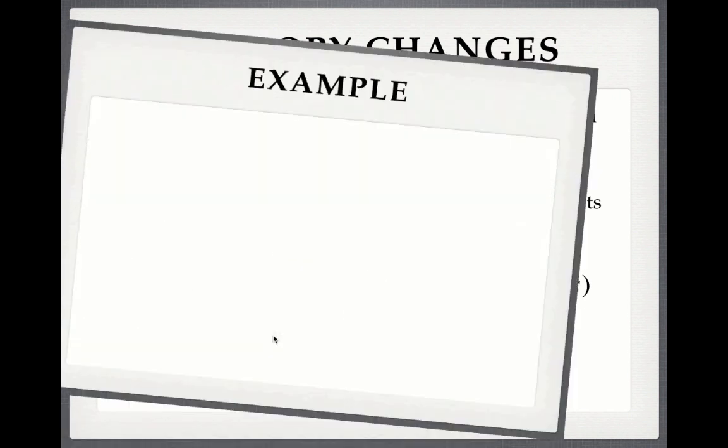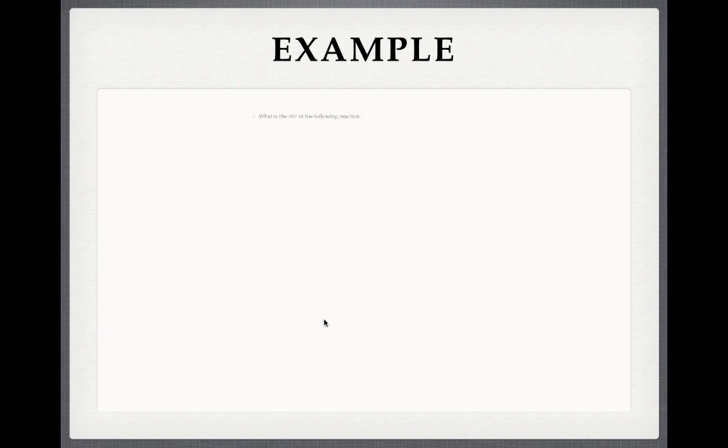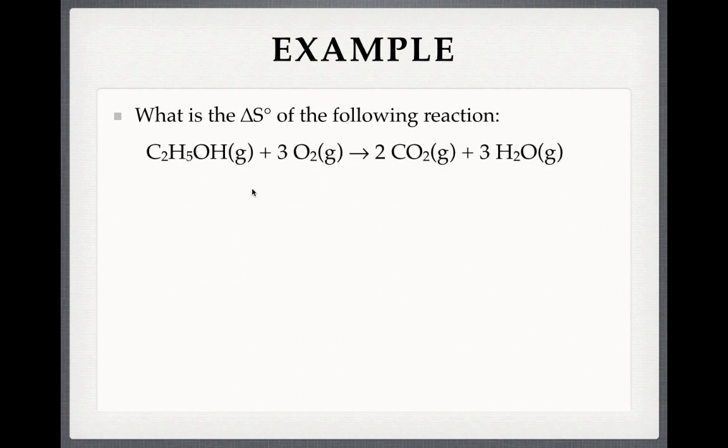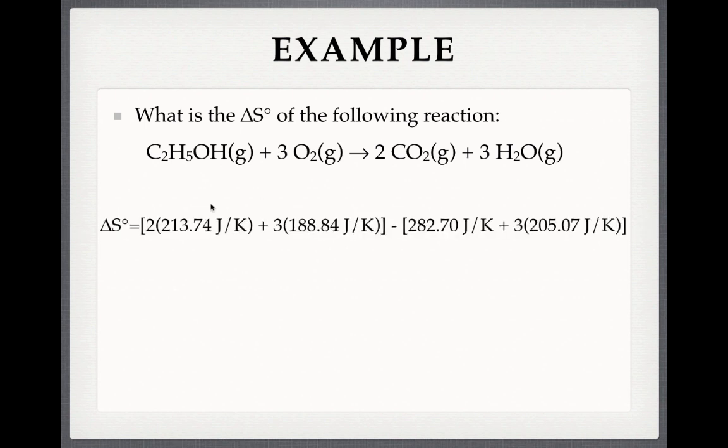Let's try an example here. So we want to know the delta S, the change in entropy, for the following reaction. So we've got the burning of ethanol. So we have ethanol gas plus 3 O2 goes to 2 CO2 plus 3 H2O gas. Now here's our equation here. We'll work this through.